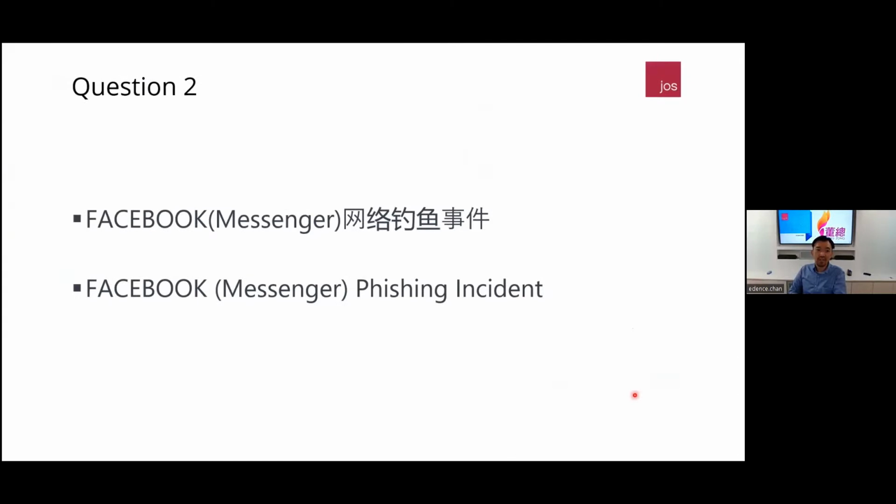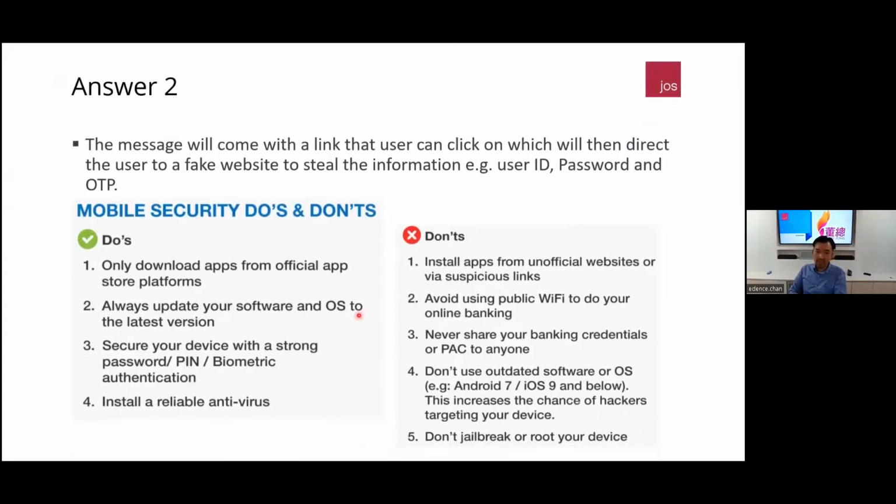Question number 2 is a very generic question about a Facebook messaging phishing incident. Like Simon mentioned just now, phishing wants to capture the user ID, password, and OTP in most cases. How do they do this? By tricking users to click a link so that they will eventually enter their username and password.